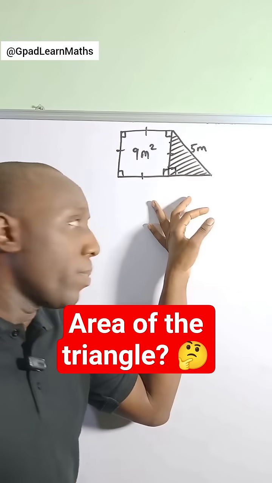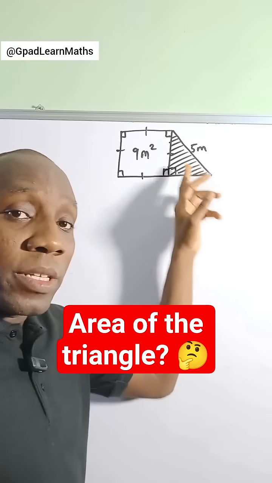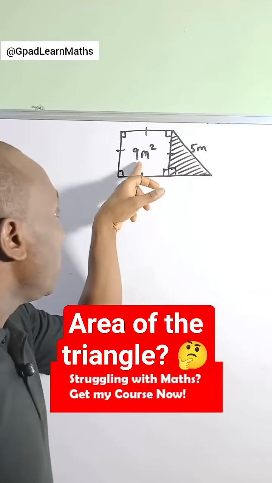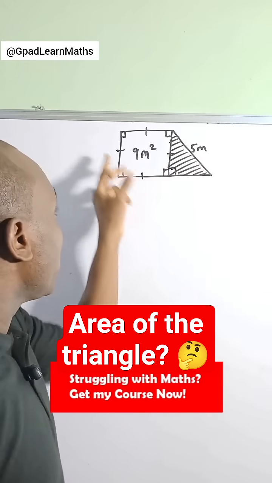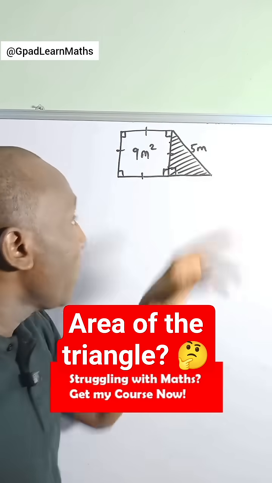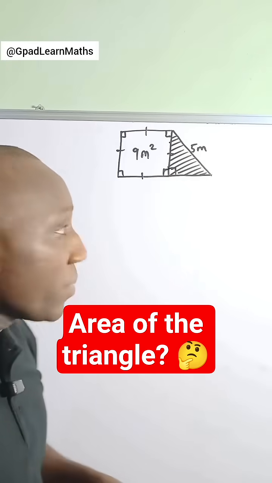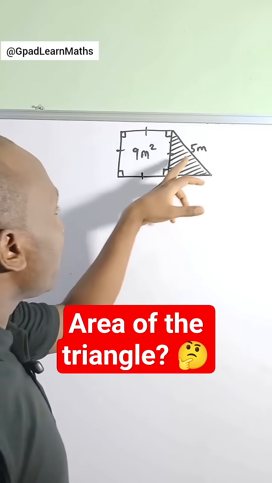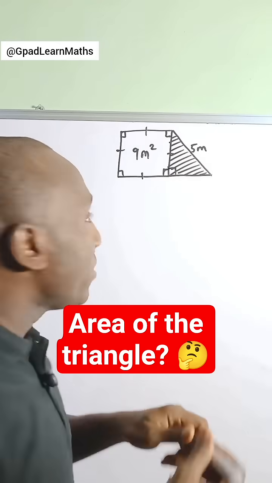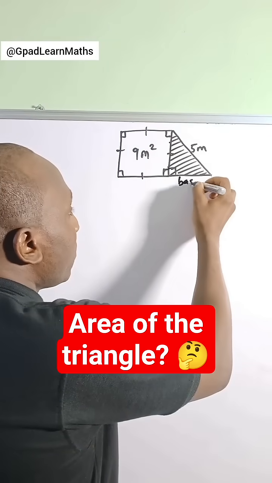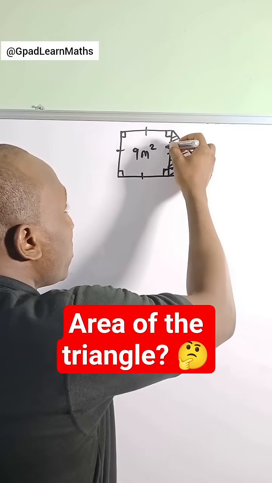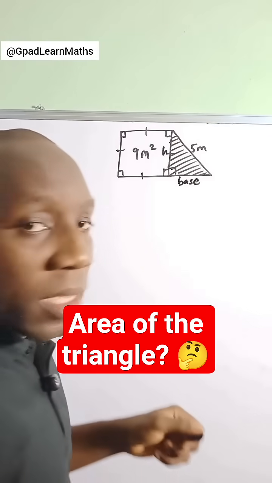Okay, we have a compound shape here, and we need to find the area of this shaded triangle. This is a square. As you can see, the sides are marked equally, and this is a right angle triangle. So how do we get the area of this triangle? We need to know the base and then the height. Let me call this h, the height.